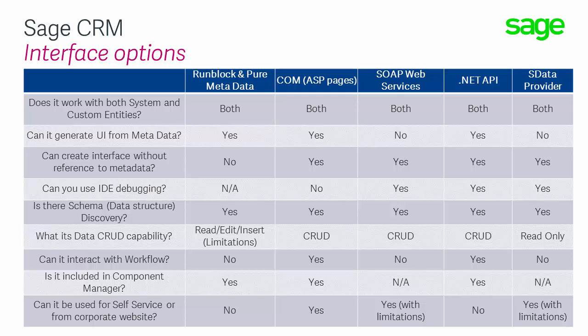The interface metadata independent approach, where we see that can we use this technique to generate screens which aren't based on the metadata, we can see that that's possible with the programmatic approaches of the COM ASP pages and the .NET API. And we can also see the SOAP and the S-Data approaches. They can also be used because they aren't dependent on metadata to the same extent as other items, because they are principally interested in data, the application data, as opposed to the metadata, which is responsible for the construction of the interface.